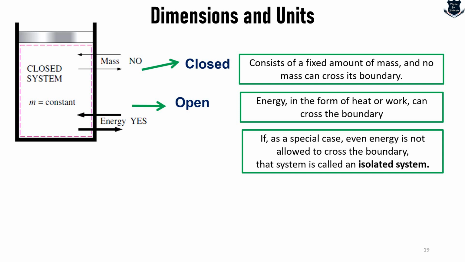As I was telling, the basic idea of this video is to make the definitions and the foundation clear. A closed system, which is known as a control mass, consists of a fixed amount of mass, and no mass can cross its boundary. No mass can enter or leave a closed system, and energy in the form of heat or work can cross the boundary, and the volume of a closed system does not have to be fixed. As a special case, if even energy is not allowed to cross the boundary, that is called an isolated system.